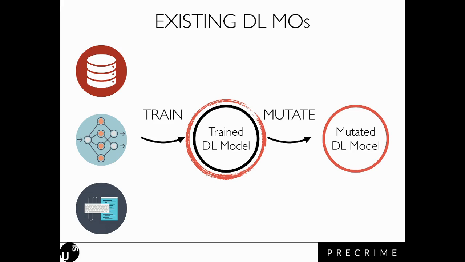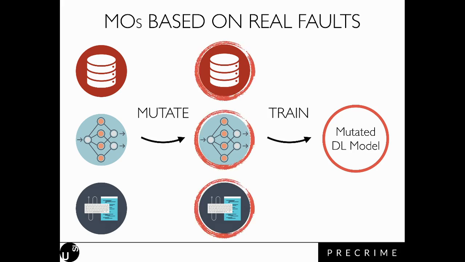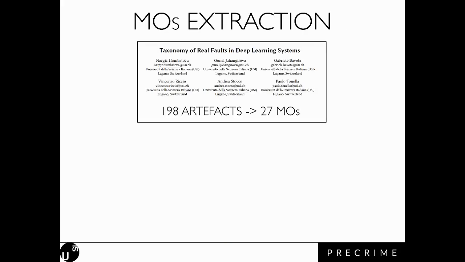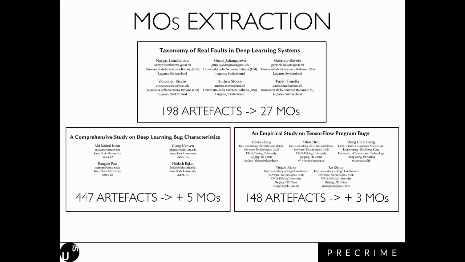This setup is not very realistic, and thus we decided to propose our own mutation operators and implement them in a tool called DeepCrime. So we propose pre-training mutation operators that imitate real faults that occur during DL development and that target training data, network structure, or hyperparameters before the training. To come up with these operators, we systematically analyzed existing classifications and taxonomies of DL faults. We proposed 35 mutation operators and 24 of them were implemented in our tool.